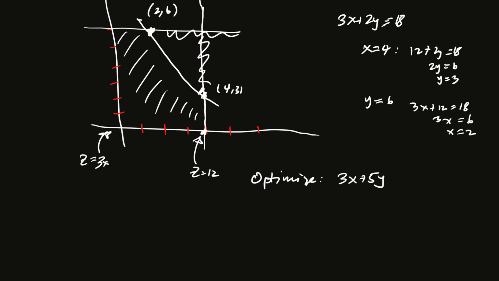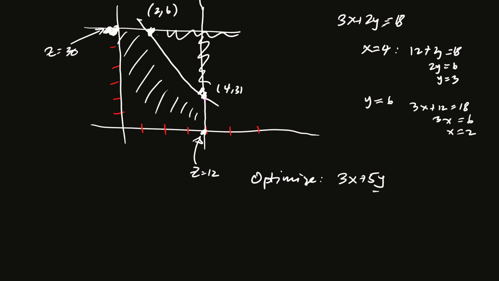Okay, and then similarly, along the y-axis, x equals 0, and so then we're just optimizing 5y, and the maximum would be 5 times 6, which is 30, which appears up here. Okay. Oops, I lost my y-axis here. Oh well.